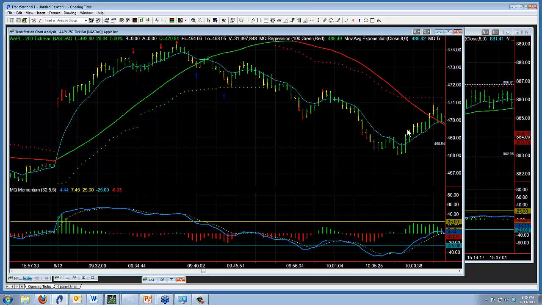That helps us. Look, here's a good example. Apple 250 tick bar chart. This is a very good example of a divergence trade. I did not take it because I was trading something else, but I remember it now. Prices are red, MQ regression is red, MQ trend is red. Prices are coming down. They make this first low here. Okay, this is the first low.